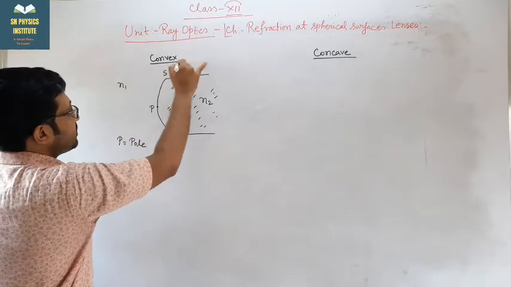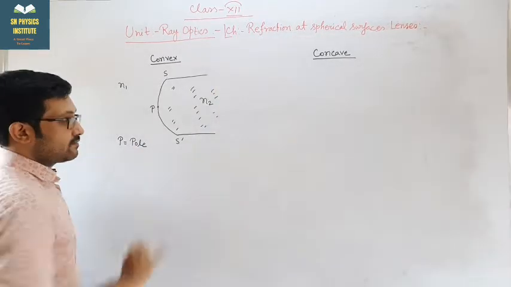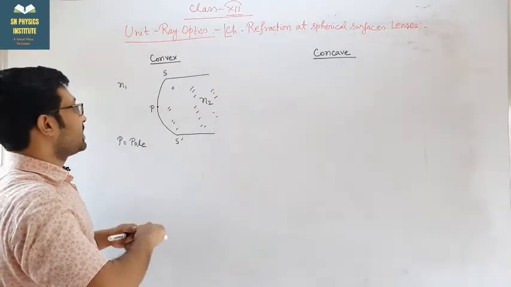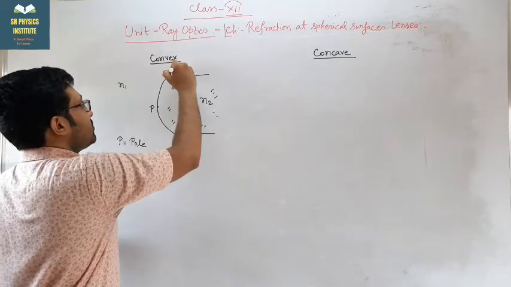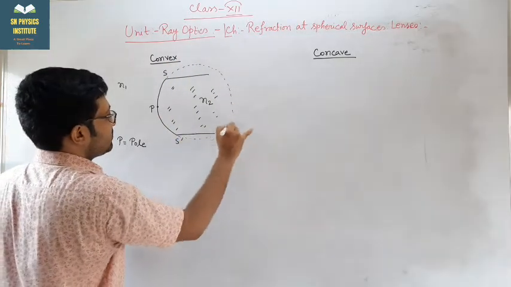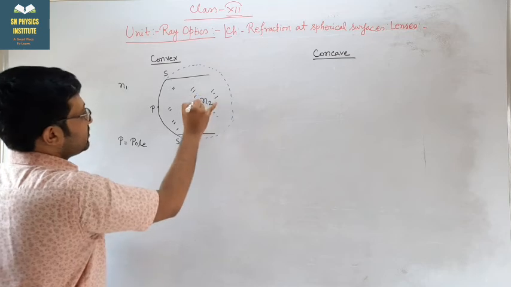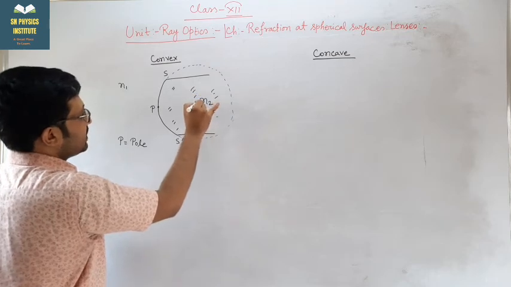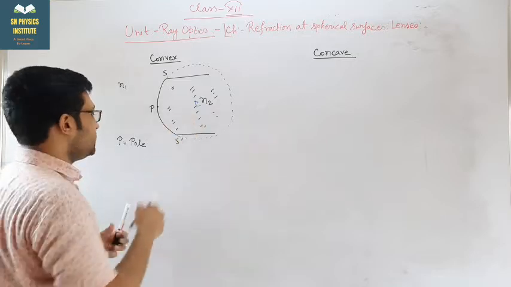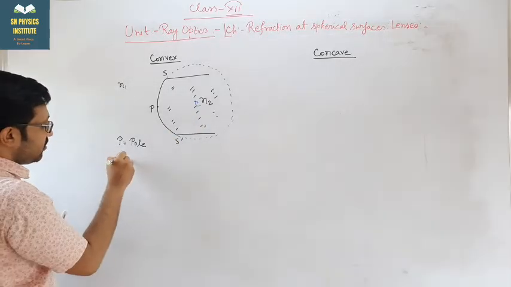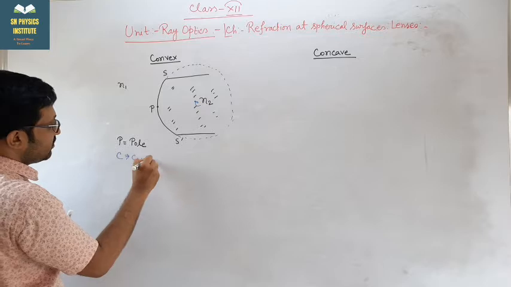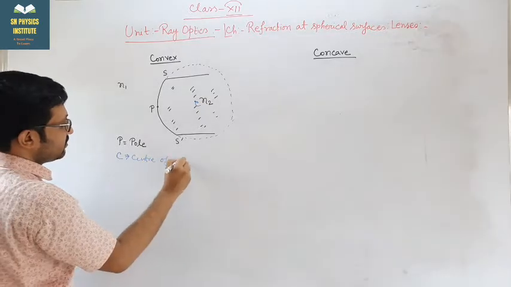And this convex spherical surface is also a part of a sphere, just like this. And what is the center of the sphere? Suppose the center of the sphere is here, C. C is known as the center of curvature.